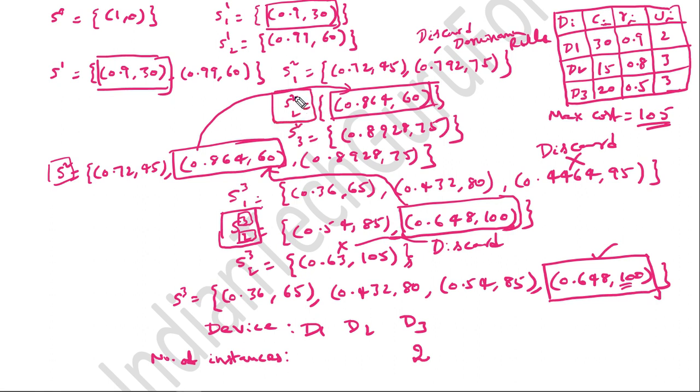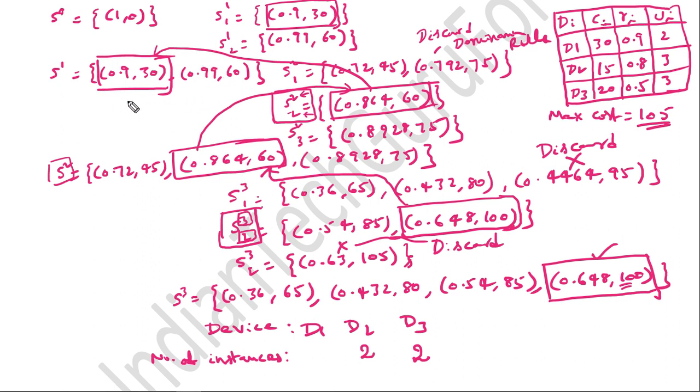So what does it mean? Here this 2 represents the device name and this 2 represents the number of instances. It shows that we need to establish 2 instances of device 2. Here you can see 2 instances of device 2. And then we need to check from where this tuple has come. This tuple has come from the first ordered pair of S power 1.